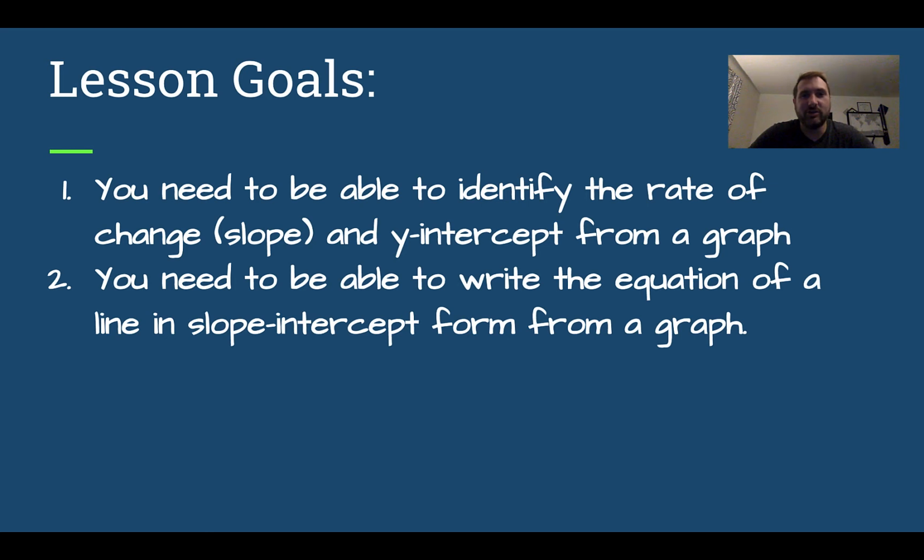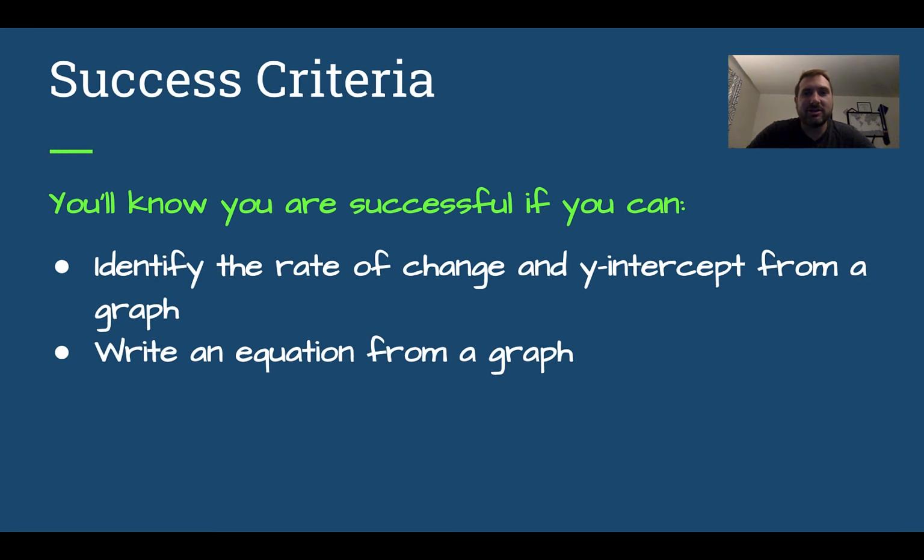After this lesson, you need to be able to identify the rate of change and the y-intercept from a graph, and you need to be able to write the equation of a line in slope-intercept form from a graph. After this lesson, you'll know you're successful if you can identify the rate of change and y-intercept from a graph, and then write the equation of the line that is shown in the graph.